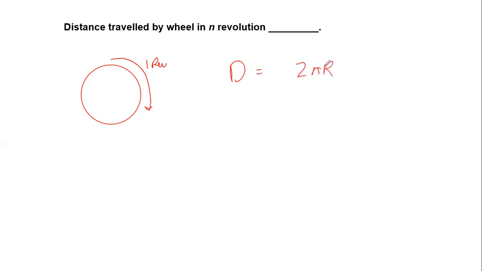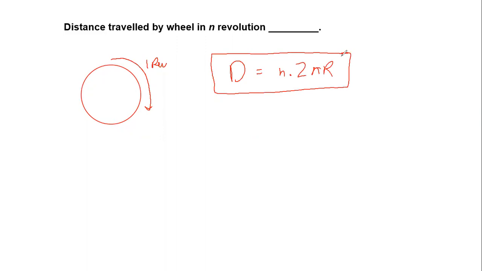Moving forward, again a basic formula: distance traveled by a wheel in n revolutions. If this wheel revolves one time, completes one revolution, how much distance will it cover? Do you acknowledge it will cover the distance equal to its circumference, or I can say the perimeter? The distance traveled by the wheel in one revolution is given by its circumference, which is 2 pi r. But if the wheel revolves n times, it will be n times 2 pi r. So this is the distance traveled by a wheel.